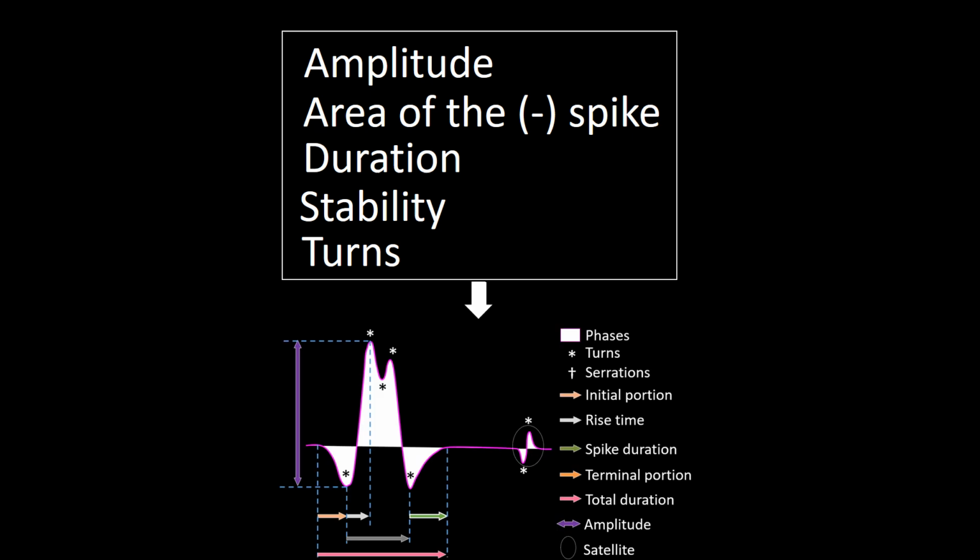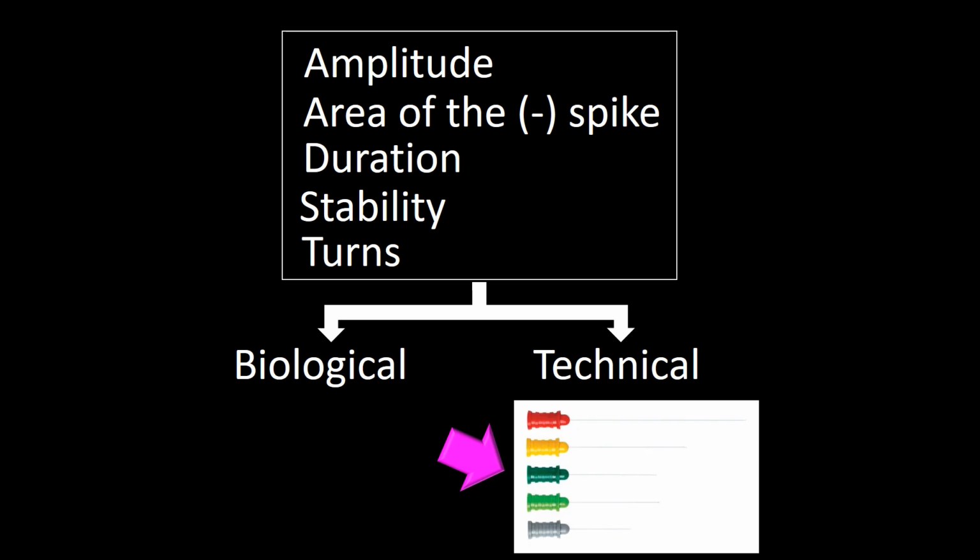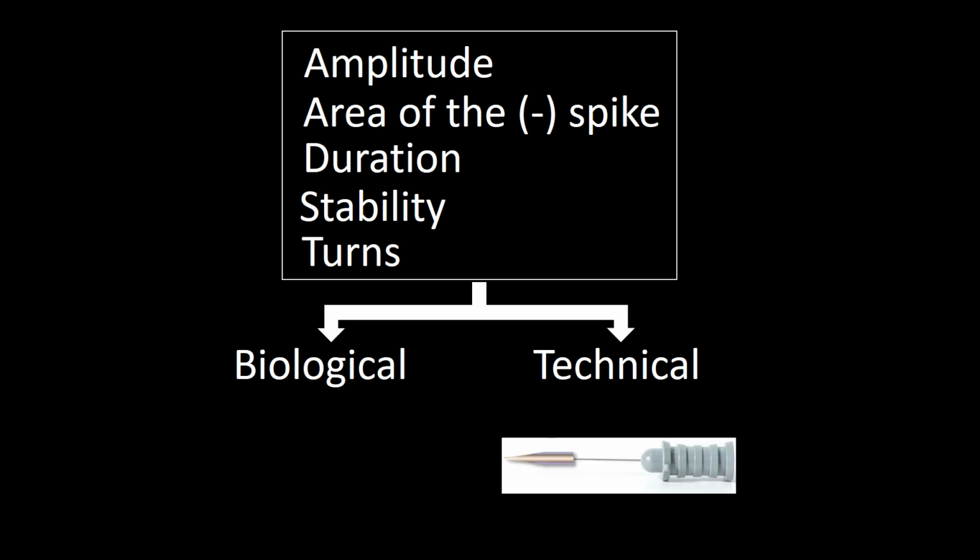The terms amplitude, area of the negative spike, duration, stability, and turns were mentioned in question of the day number 1. As you recall, in it, we illustrated the motor unit action potential parameters obtained during minimal muscle contraction. These parameters are dictated by biological factors and influenced by technical factors, such as sweep speed, sensitivity, EMG machine filters, and needles. In this question, we will address technical factors related to regular needles. Regular needles, the ones used in everyday studies, are fundamentally of two types, monopolar and concentric.